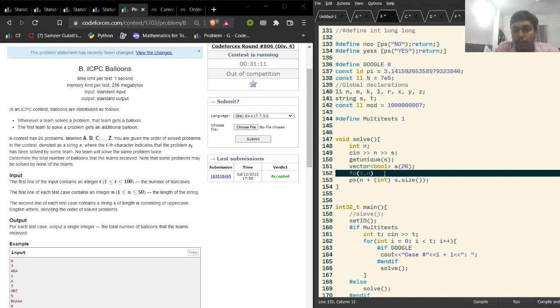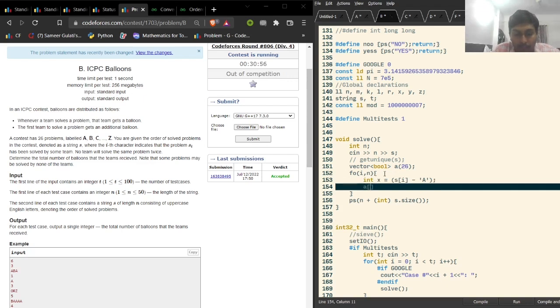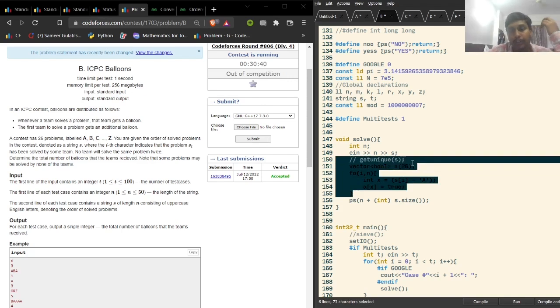So I iterate through the string. I don't need to use this now. I'll just iterate through the string, and I will say int x is equal to s[i] minus 'A'. You need to subtract 'A' to get a number between 0 and 26. So once you do that, you could just say a[x] is equal to true. I have found a[x]. And finally, for all of the indices which have an answer of true, just add 1 to the answer. Even that solution will work. But using this unique function was way faster in the contest.